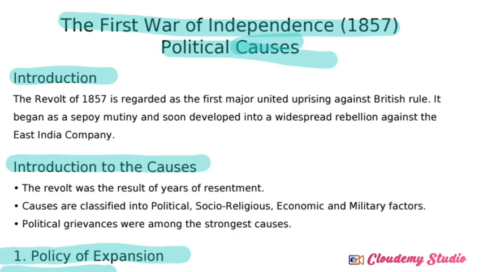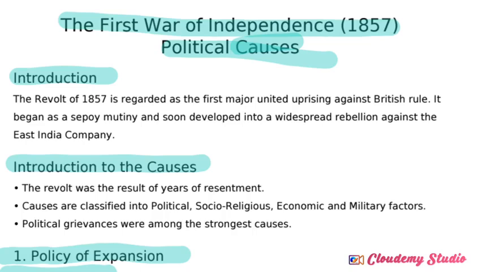The first revolt of 1857 is regarded as the first major united uprising against the British rule. This first war of independence was a very important incident in our Indian history, because many Indians joined together and raised an uprising against the British rule. It began especially from the Sepoys, which means Indian soldiers. Later it spread widely, and they rebelled against the East India Company.